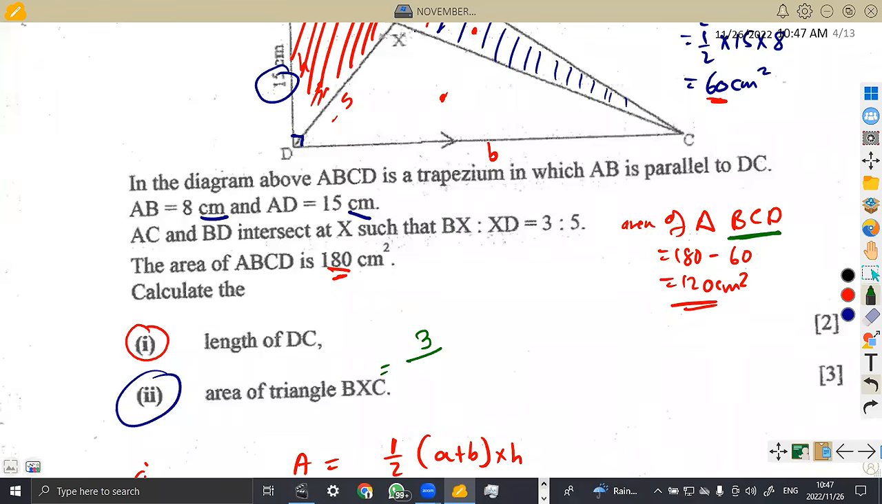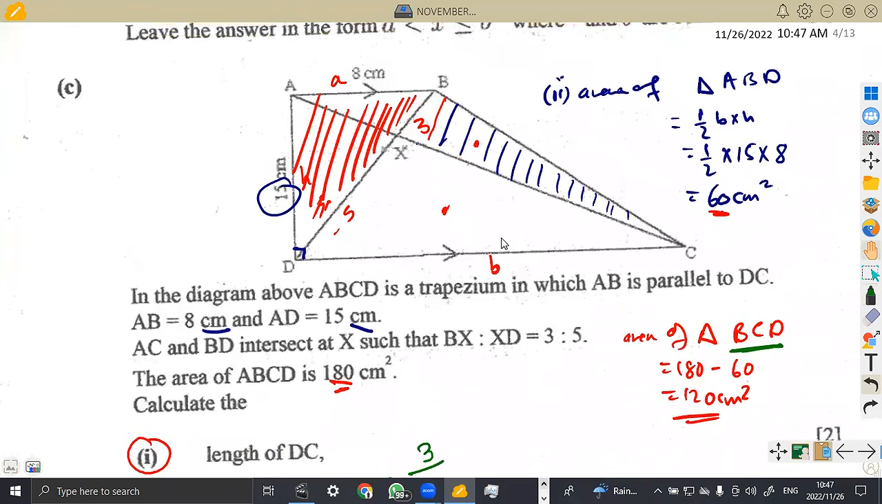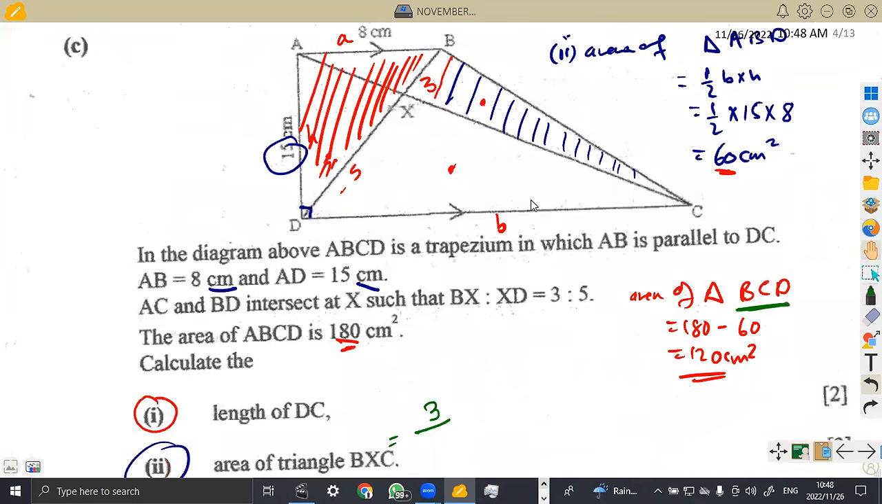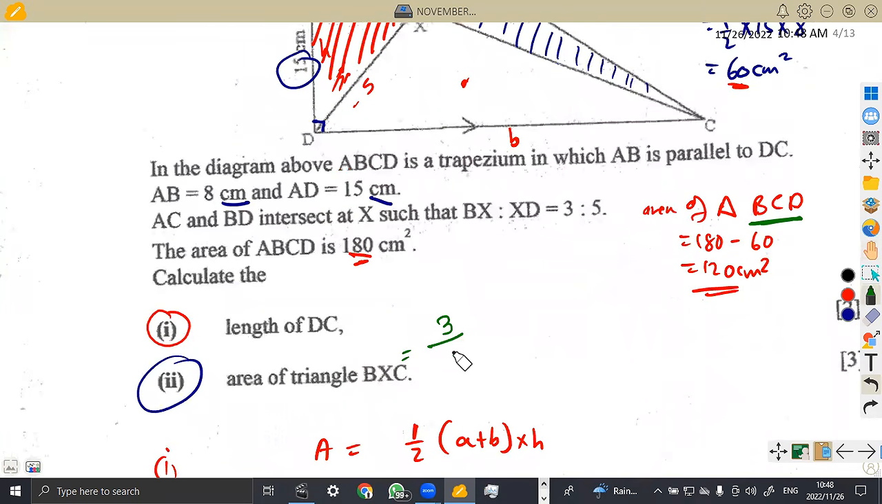BCD, that is the whole triangle. According to the ratio, it will be 3 plus 5, that is 8. So this one is going to be 3 over 8 times the area of the total shape, which is 120 square centimeters.